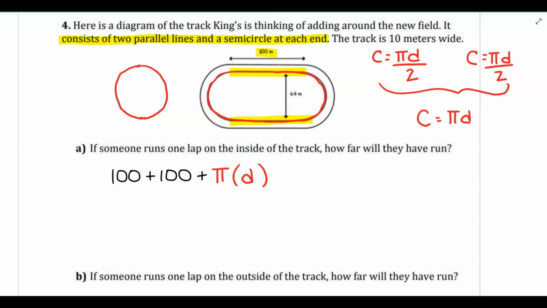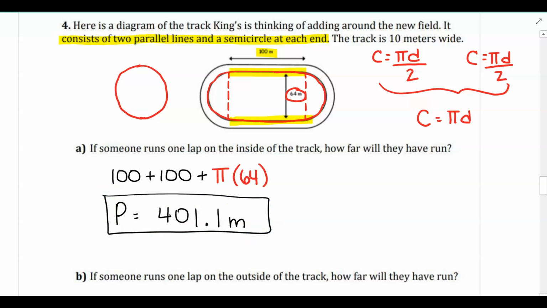But I need to know the diameter of it, right? Now the diameter I can see is actually 64 meters. That's the diameter for both semicircles. So combined, that's the diameter of 1 full circle. So when I do combine all of my pieces here, 100 plus 100 plus 64 pi, I get a path length that is approximately 401.1 meters.